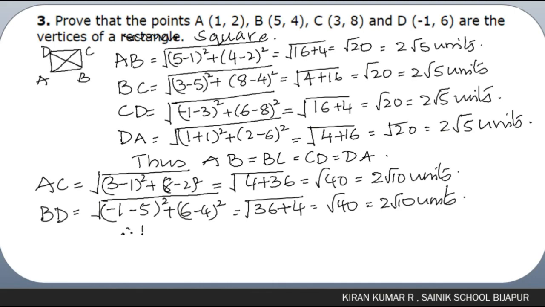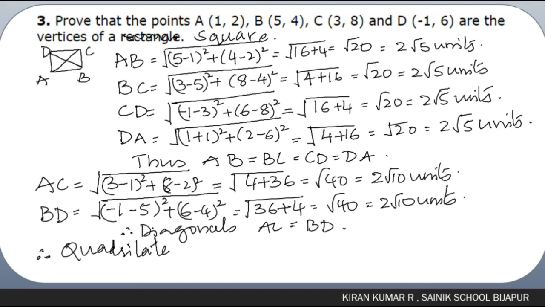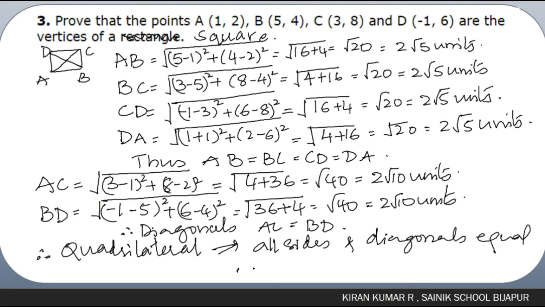Here, the diagonal AC is equal to the diagonal BD. Therefore, the quadrilateral is having all sides and diagonals equal. Therefore, ABCD is a square.